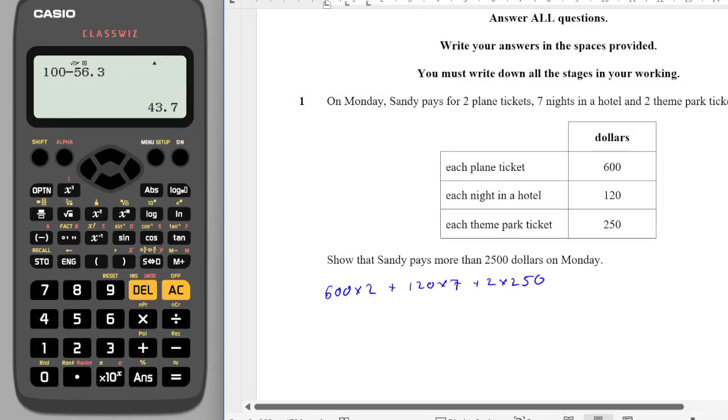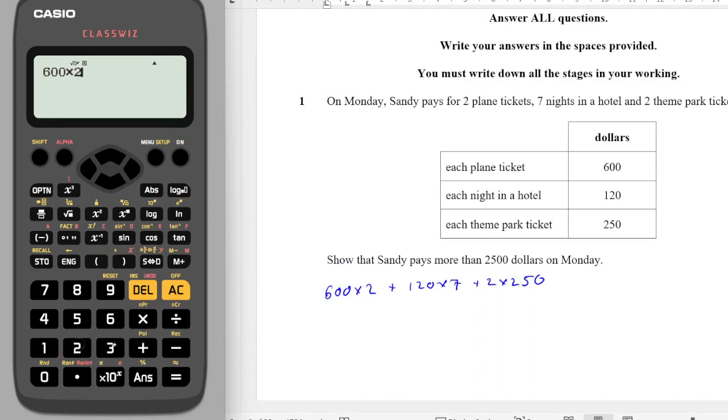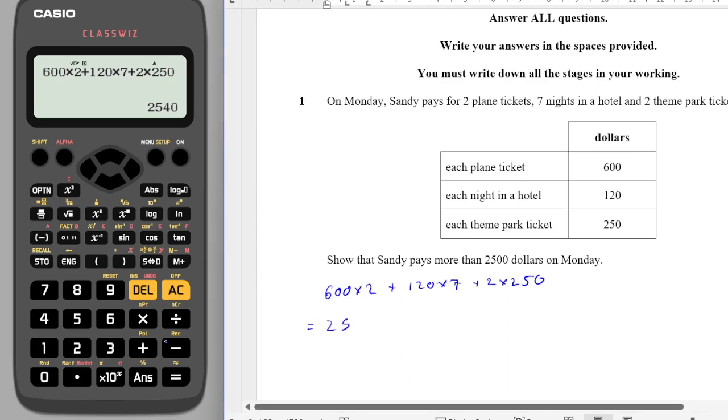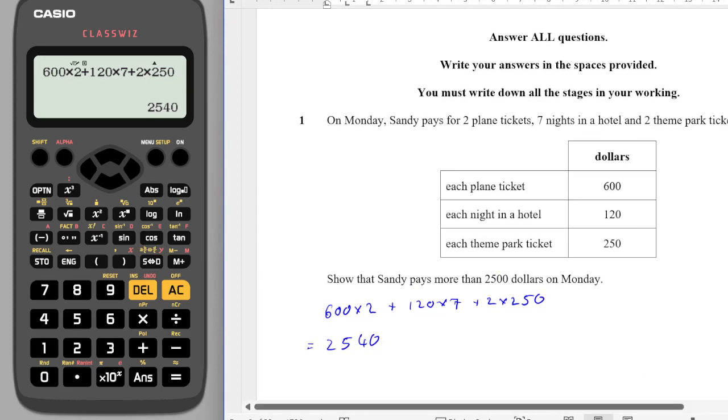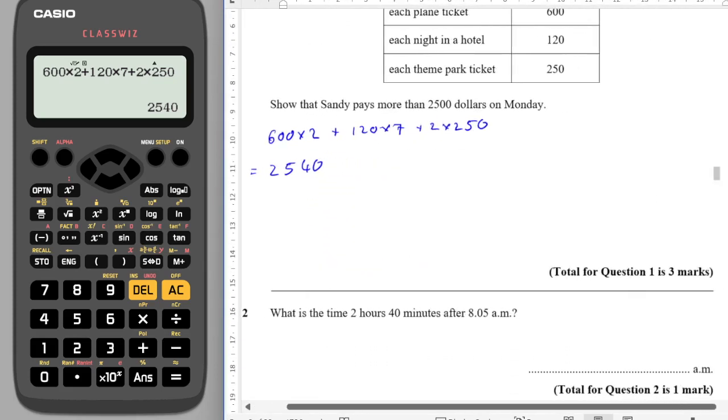Calculator paper, so I'm going to go straight to my calculator. I'm using the Class Wiz. There is a more modern version, but I have upgraded to this recently. Just type it in like it appears, making sure I've got my multiplications in the right place and my additions in the right place. So that adds up to $2,540. Show that, so I think that's enough for the show.